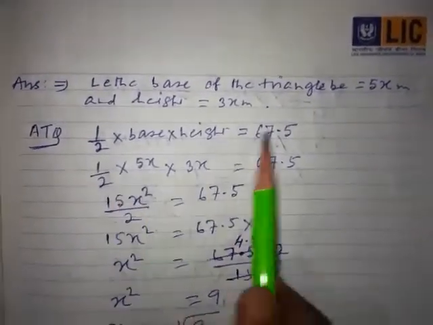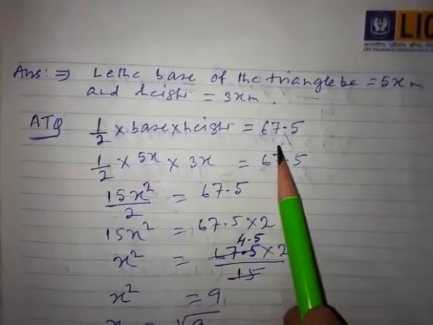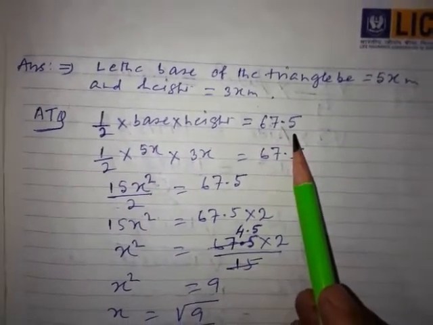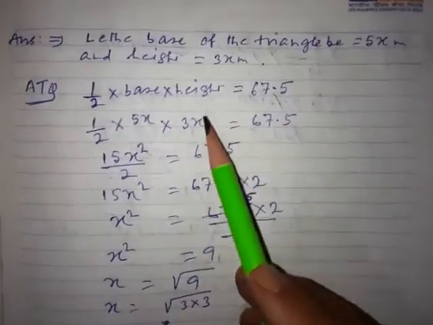Same thing here, base and height is given. How to find out the area? Half into base into height. What is the area given there? 67.5.